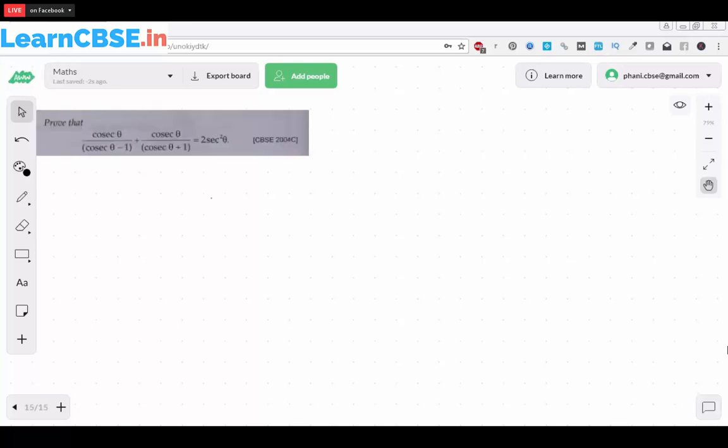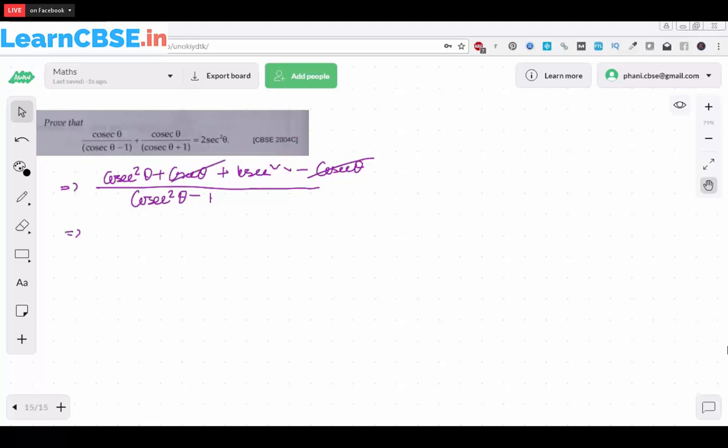Cosec theta by cosec theta minus 1 plus cosec theta by cosec theta plus 1. We have to prove it is 2 sec square theta. So what we can do, we will be taking the LCM here. So that will give you cosec square theta plus cosec theta plus cosec square theta minus cosec theta.